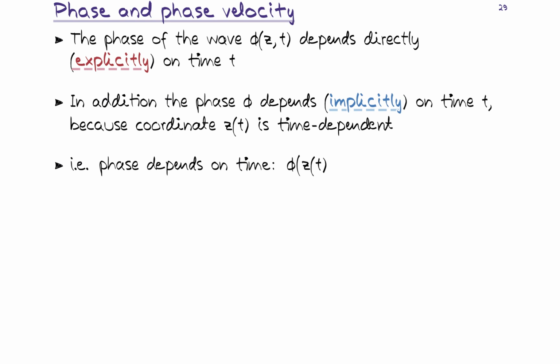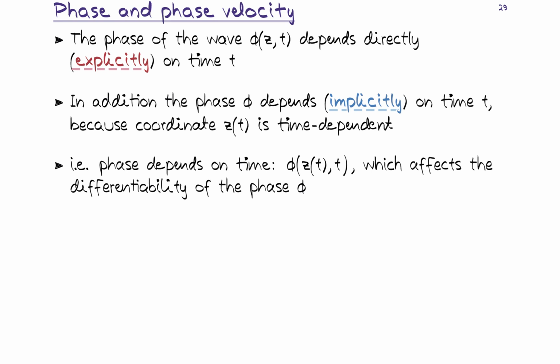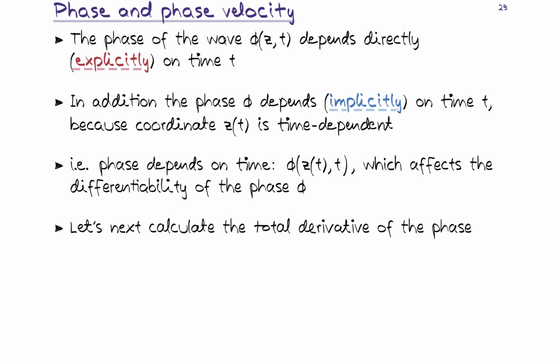So z is now a function of time, and then I have an explicit time dependence on the phase function. And of course, like I already said, this changes things when we start differentiating the phase. We start calculating the total derivative of phase, and of course we should take this into account. So let's now calculate things. So let's calculate the total derivative of the phase.